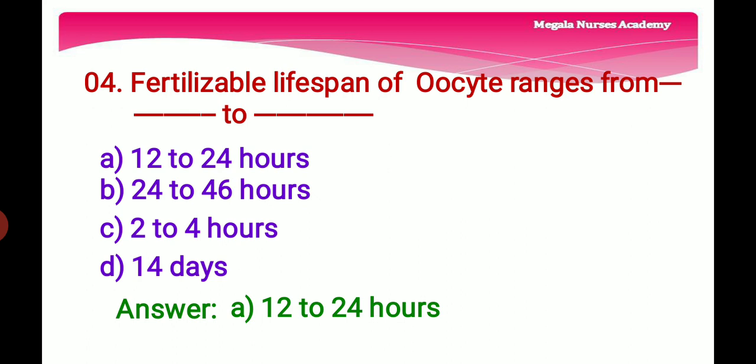Fourth question, fertilizable lifespan of oocyte ranges from dash to dash. Oocyte means ovum. Option A, 12 to 24 hours. Option B, 24 to 46 hours. Option C, 2 to 4 hours. Option D, 14 days. The right answer is option A, 12 to 24 hours. Because after ovulation, the fertilizable lifespan of the mature human oocyte is estimated to be about 12 to 24 hours. So the right answer is option A, 12 to 24 hours.